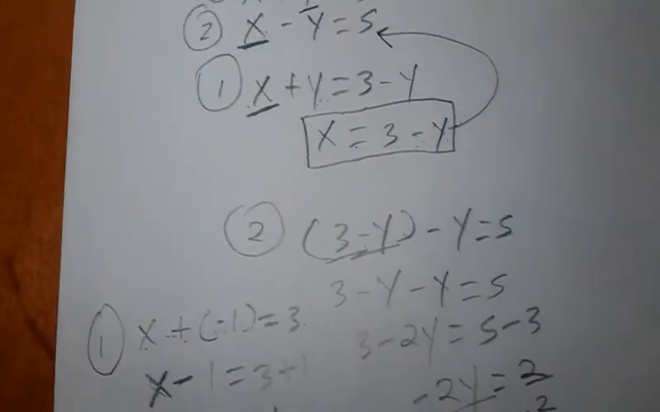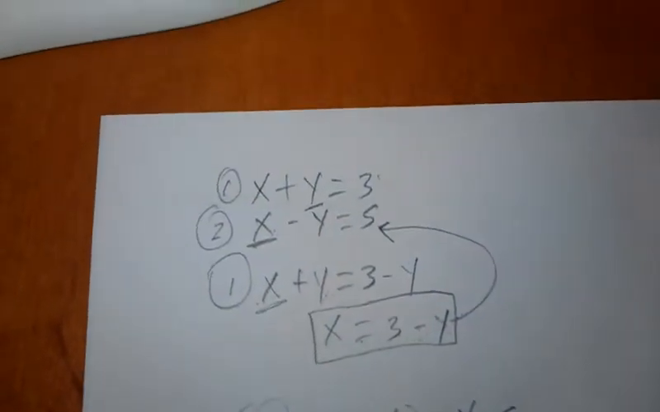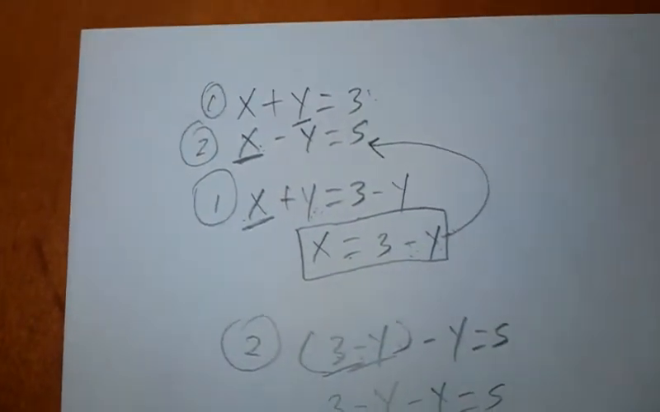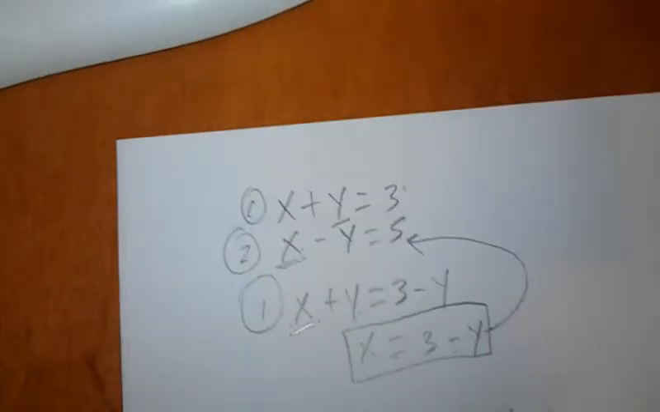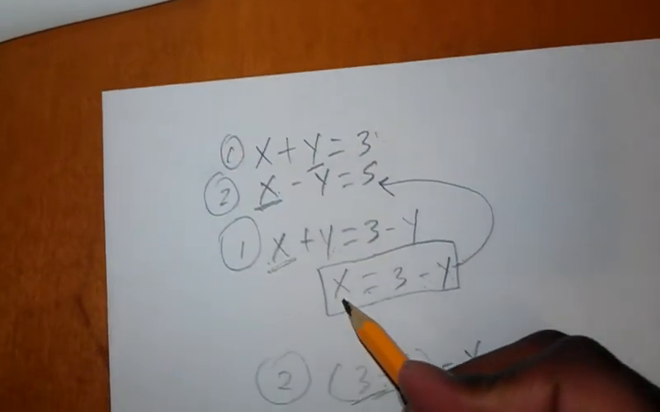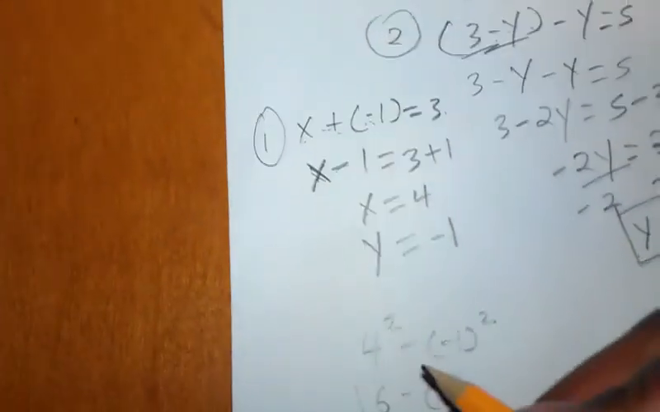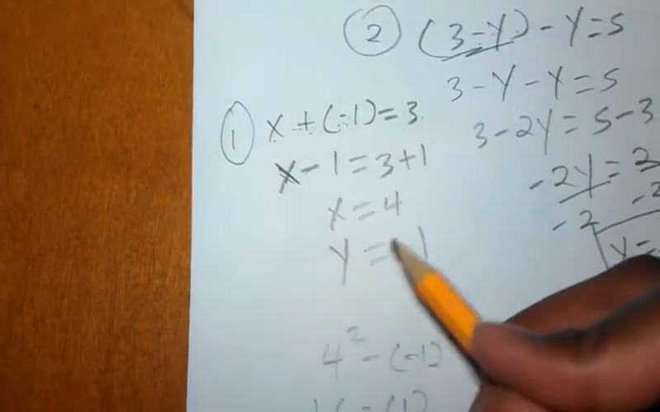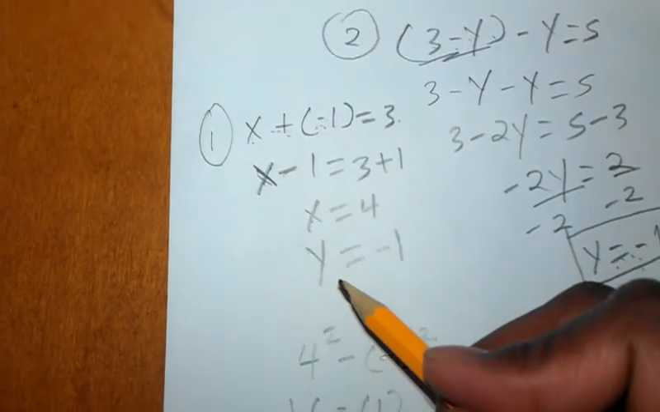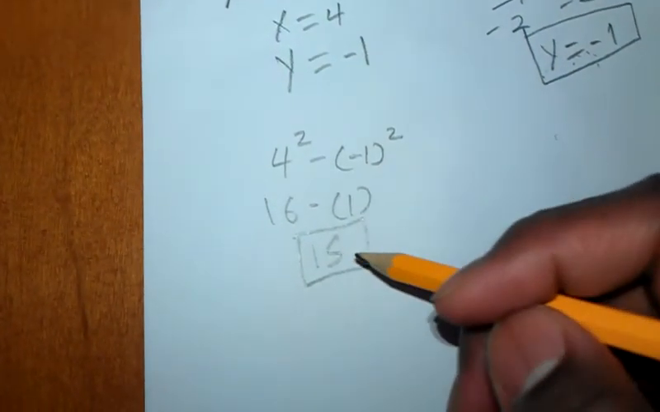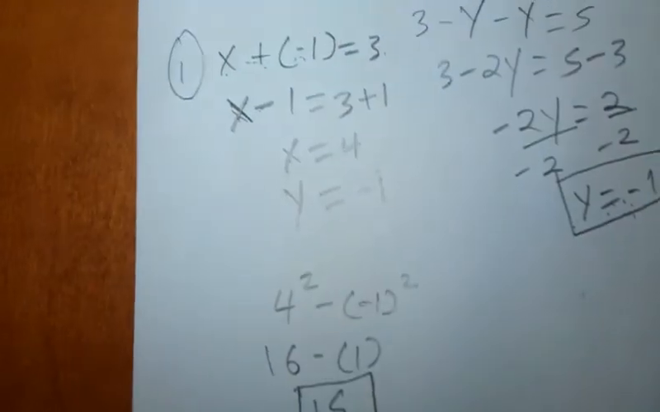So, let's just go over what I just did. I used the method of substitution to solve this system of equations, x plus y is equal to 3 and x minus y is equal to 5. I used the substitution method to find my x and y variables, and I used them to find the answer to the SAT question.